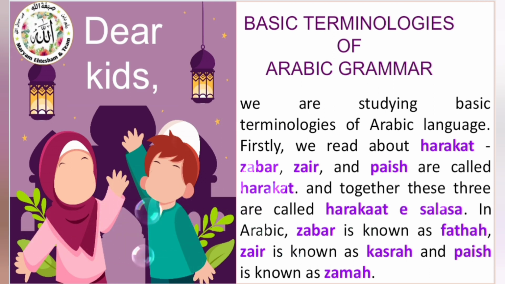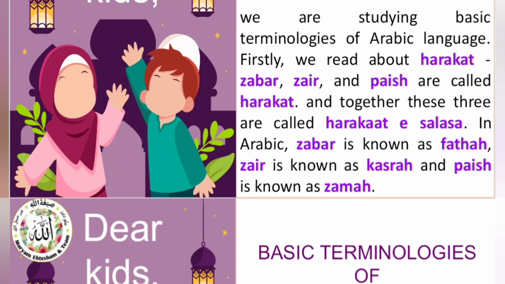Firstly, we read about harakat. I hope you all remember that zabar, zir, and pesh are called harakat. And together, these three are called harakati thalatha. In Arabic, zabar is known as fatha, zir is known as qasra, and pesh is known as jamma.